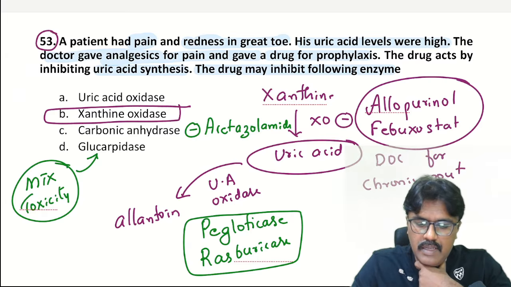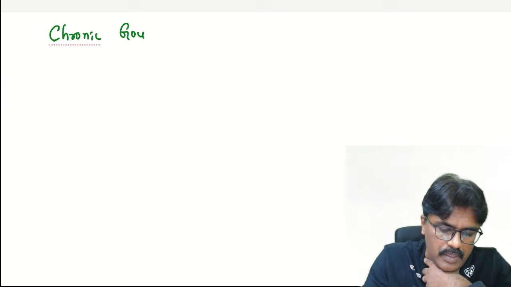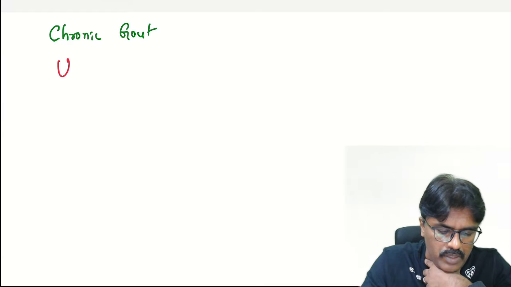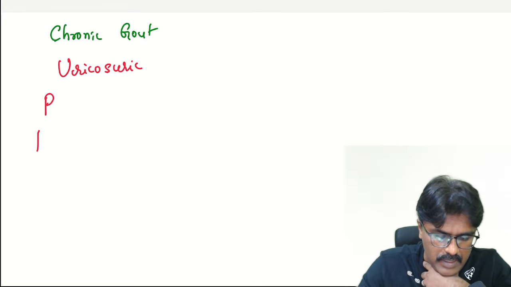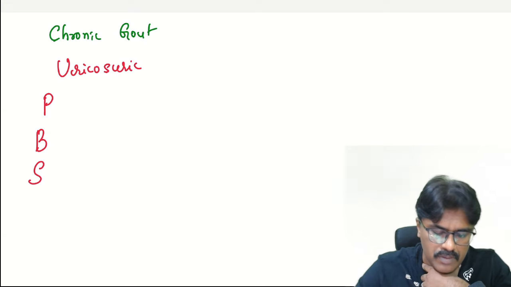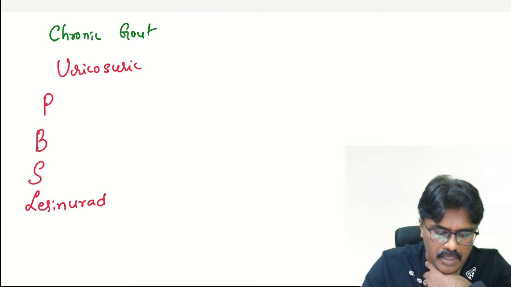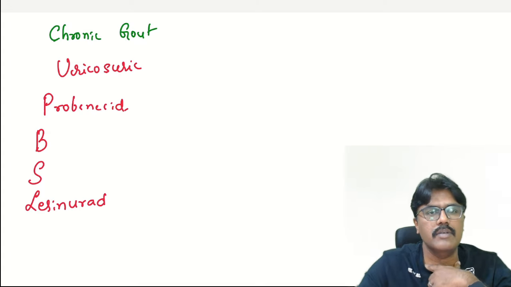One is xanthine oxidase inhibitors and the enzymes. One more group of drugs for chronic gout, and they are called uricosuric drugs. And the name is P for probenecid, B for benzbromarone, S for sulfinpyrazone, and L for lesinurad. At least remember the names probenecid and lesinurad for chronic gout.